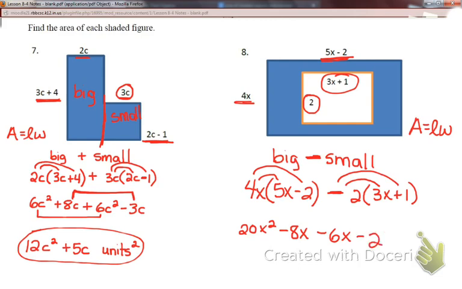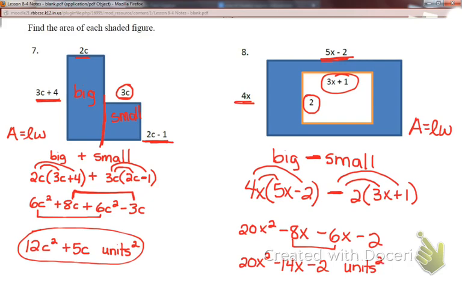And combine like terms, the 20x squared cannot be combined with anything. The only things that can be combined are right here in the middle, are x's. It's a negative 8x minus 6x, which would be negative 14x. And then this minus 2 at the end can't be combined with anything, so we just rewrite it, minus 2. And again, label would be units squared.